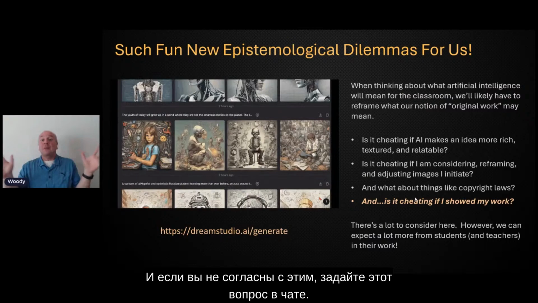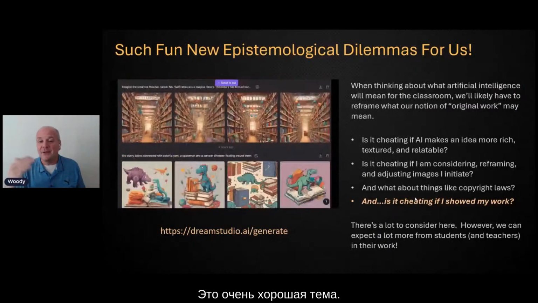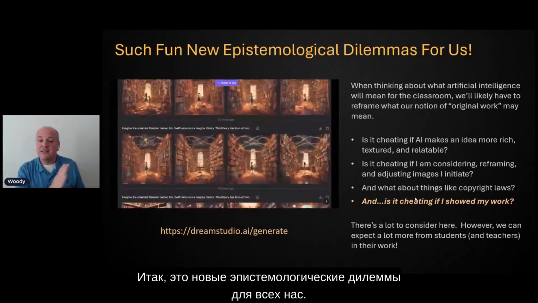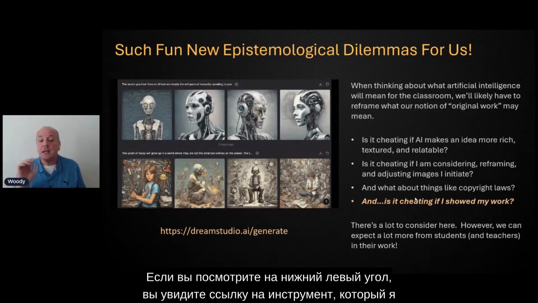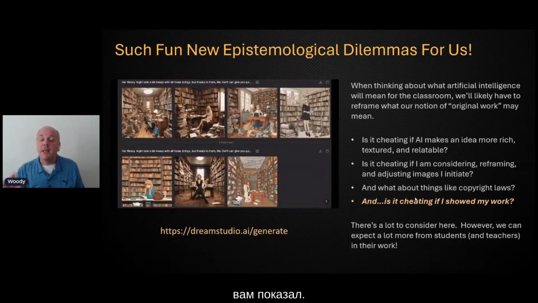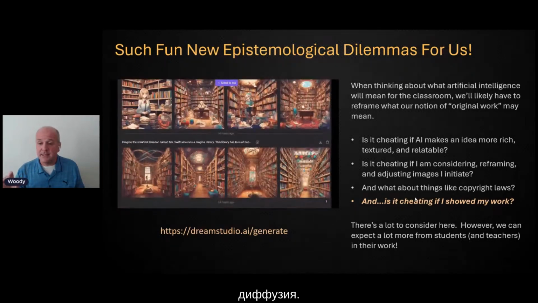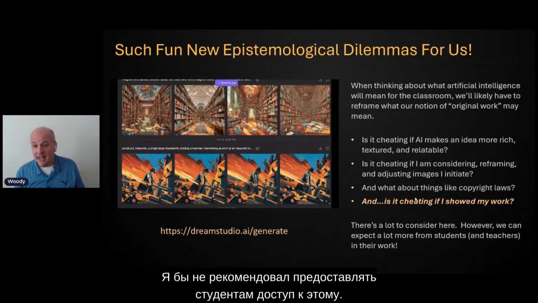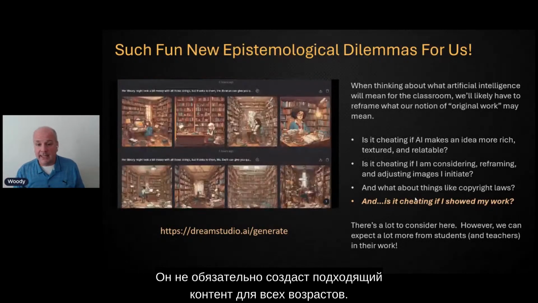So these are new epistemological dilemmas for all of us. If you look on the left there in the bottom left-hand corner, there is a link to the tool that I showed you, okay? And that is Dream Studio, which runs a tool called Stable Diffusion. I would not recommend giving students access to this. It is not necessarily going to generate appropriate content for all ages. It does have some filters on it, but I do want to lay it out there.